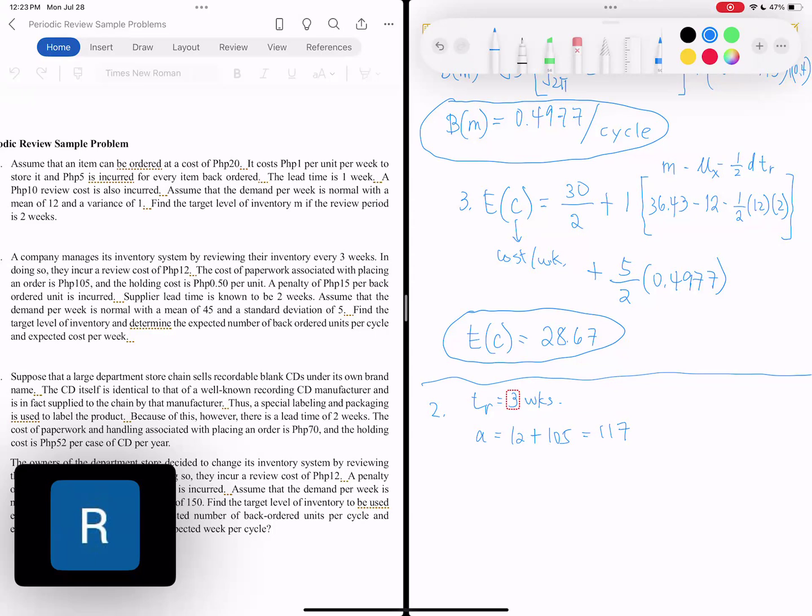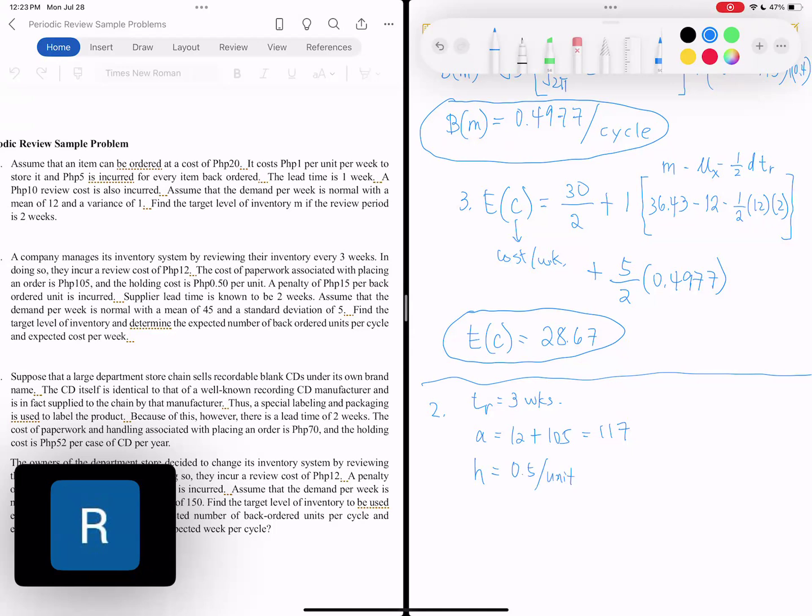Next, holding costs is 0.5 per unit. There's no time element, right? So when there is no time element, it is understood to be per capital T. Again, if in the problem the holding cost is given without a time element or dimension, then you assume that to be capital T. So H is equal to 0.5 per unit.